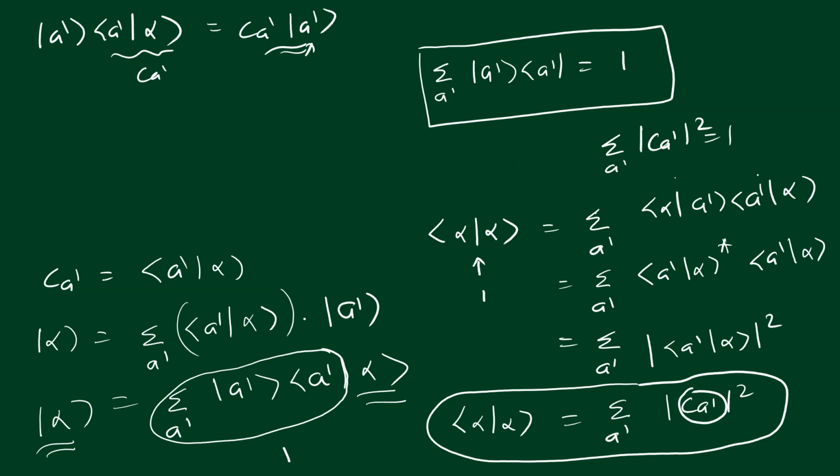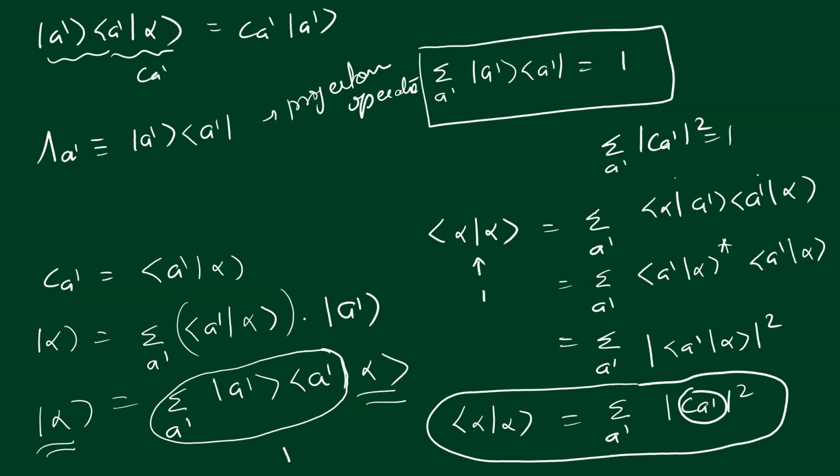So for this reason, we said that this ket a prime bra a prime acts as a projection operator, and we said that we'll denote it like this: lambda a prime is equal to ket a prime bra a prime. This was the definition. This is the projection operator. Why do we call it the projection operator? Because it projects the vector ket alpha into another vector, which is parallel to ket a prime. And the significance of this vector is that it is the portion of ket alpha that is parallel to ket a prime.